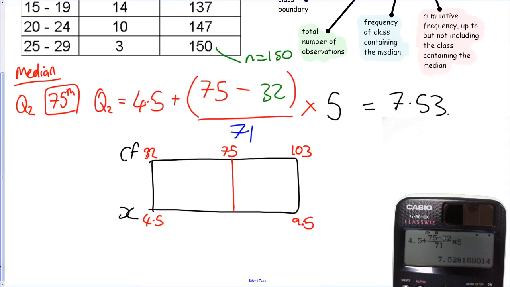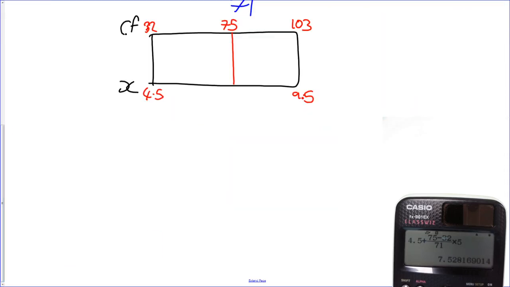So we now just have this box. I've copied the information from my table down onto here. We're going to calculate this here and this here and work out what fraction of the way through we are. So if you look at the top, we have 75 minus 32, which is 43. If we take that away, we get 43. And the entire class width is actually 71. So we are 43 out of 71 as a fraction of our way through the class.